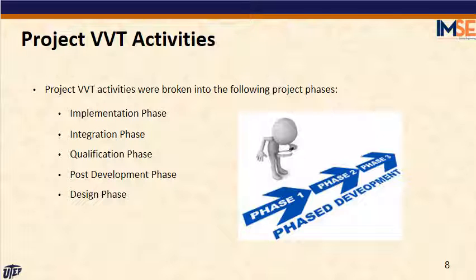Project VVT activities. The Project VVT activities are broken into project phases and documents that we worked on during those phases. The following phases are standard phases of any project: the definition, the design phase, the implementation phase, the integration phase, the qualification phase, and finally, the post-development phase.